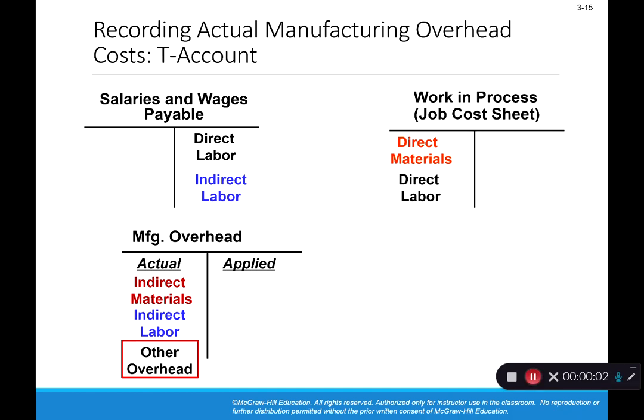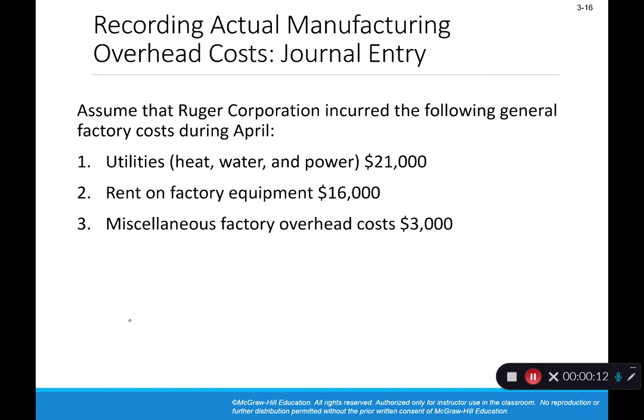And the fun continues, my friends. We're now going to look at other overhead costs. So overhead is made up of indirect materials, indirect labor, and other.